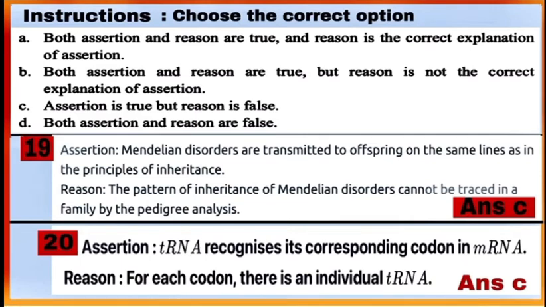There are actually 61 codons for 20 amino acids, but the number of transfer RNA is less than 61, meaning one transfer RNA can recognize more than one codon. There is no individual transfer RNA for every codon. So here A is true but R is false.